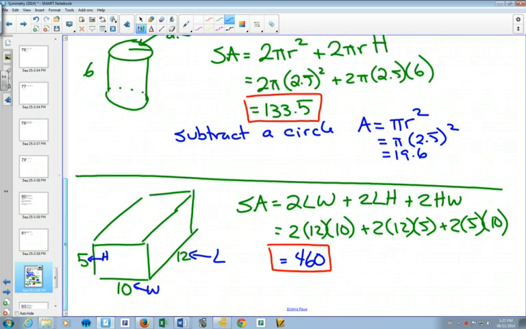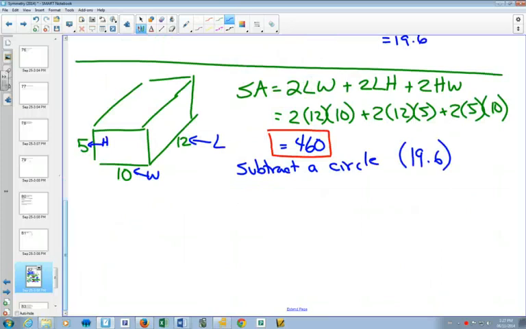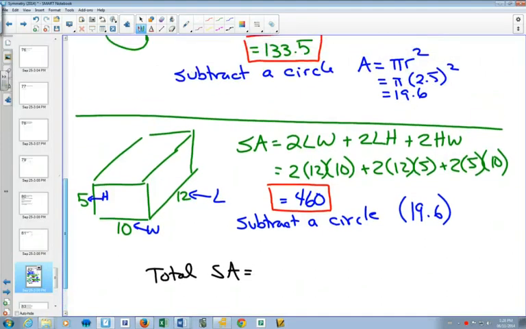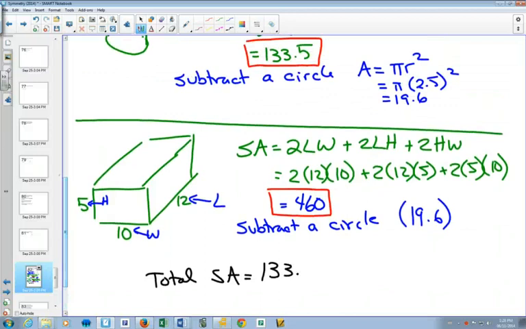Okay? The same thing on the second one. We're going to have to subtract a circle. It's the same size, right? So I'll just put it in brackets. It's going to be another 19.6. So at the bottom here, I'm going to write my total surface area is going to equal the 133.5, but then I have to subtract 19.6, plus the 460, but I need to subtract a 19.6 off of there as well.